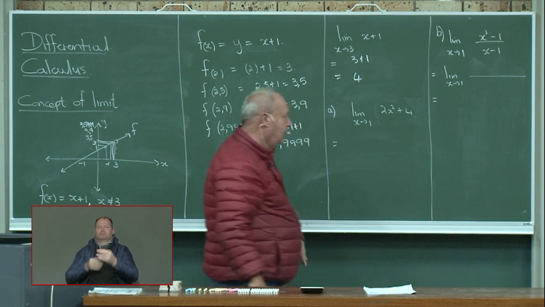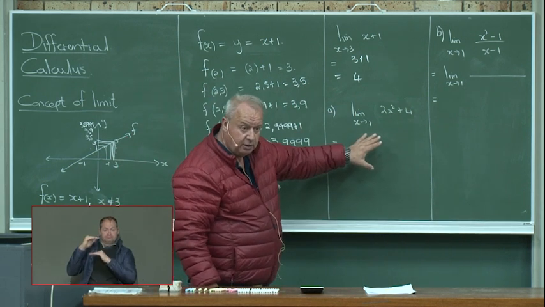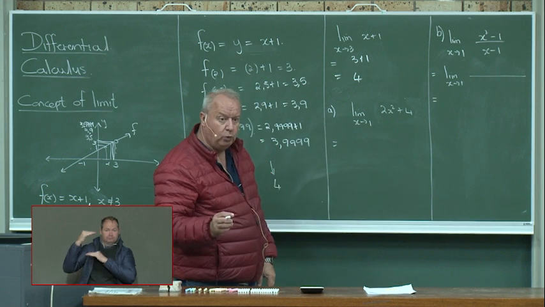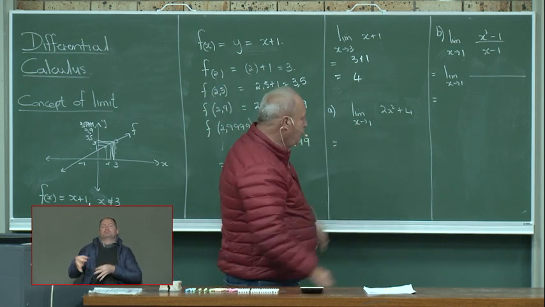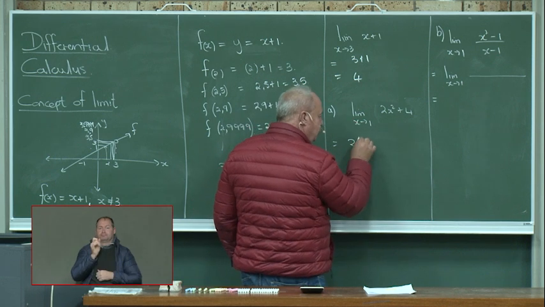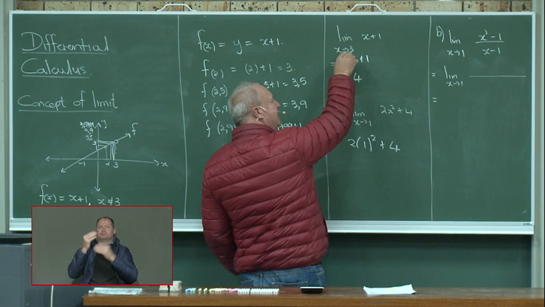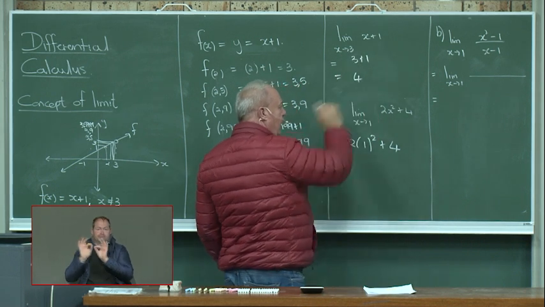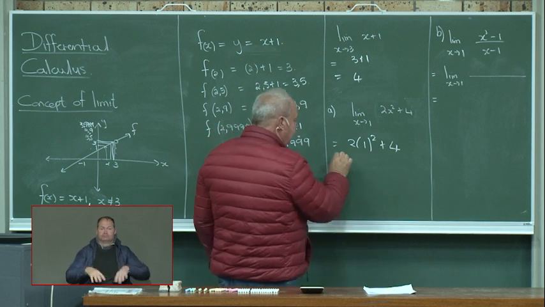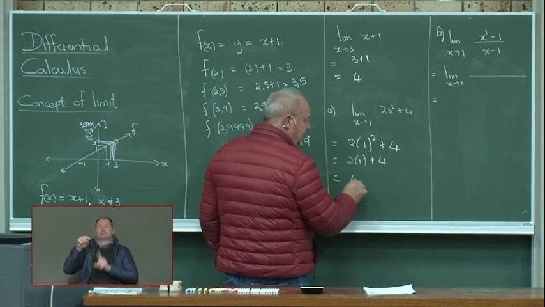Right, let's quickly have a look here. People, do you see I'm working at a limit? To work at a limit, what is the rule? Substitute this x value into the expression. When I substitute it into the expression, the limit falls away. Is that clear? So this here becomes 2 times 1 plus 4, and the answer is 6.